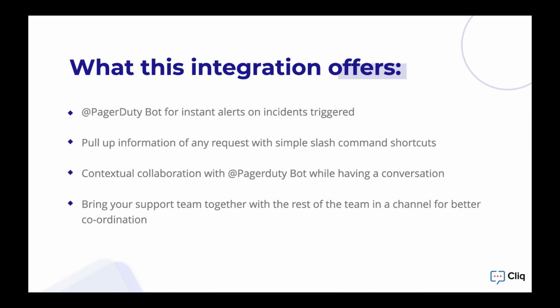Now, next up, you have slash commands which act as shortcuts. So you can easily pull up information about incidents that were triggered or previously triggered, or incidents based on their status. And also, if you would like to create an incident right where you're collaborating, you can do that as well.